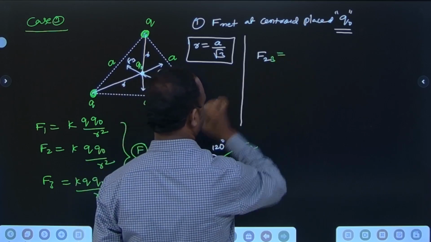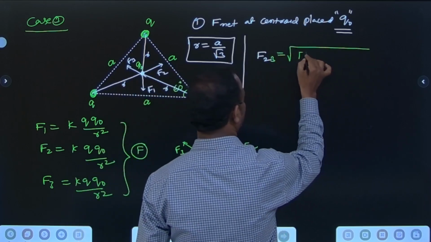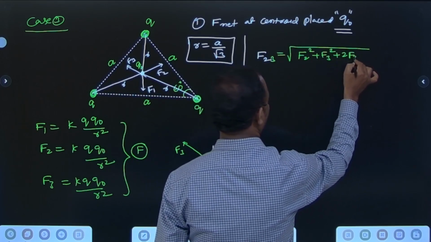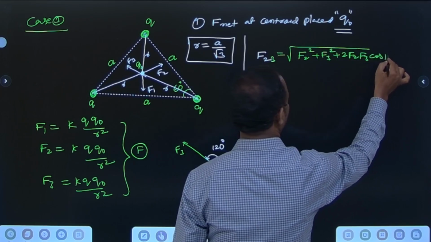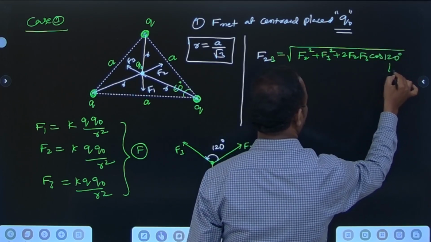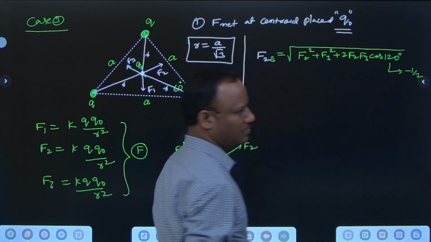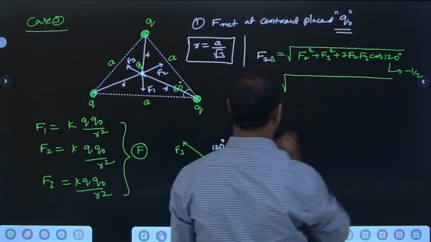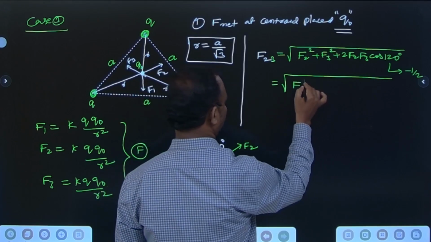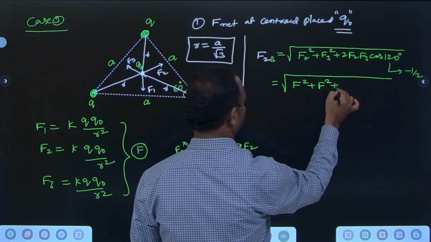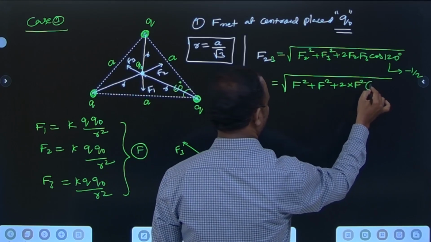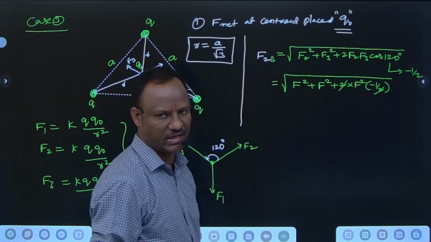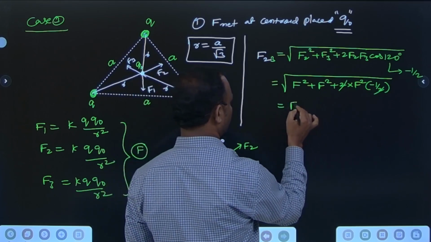F23 is equal to the square root of F2 square plus F3 square plus 2 F2 F3 cos 120 degrees. Cos 120 is minus 1 by 2. So this is equal to the square root of F square, plus F square, plus 2 into F square cos 120, which is minus 1 by 2. The 2s cancel, minus F square plus F square cancel. Square root of F square. What's your answer? F.